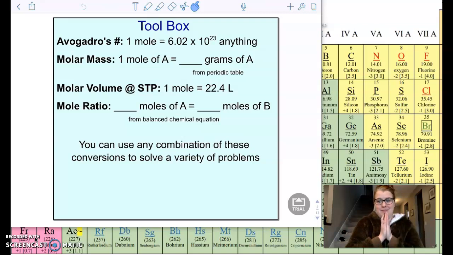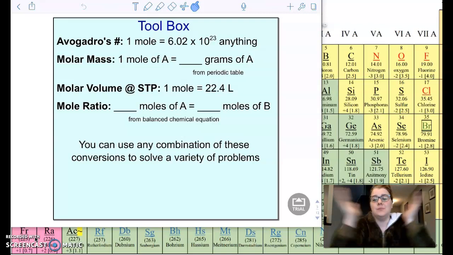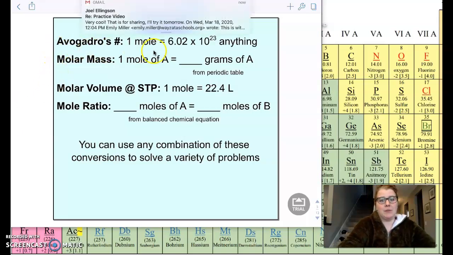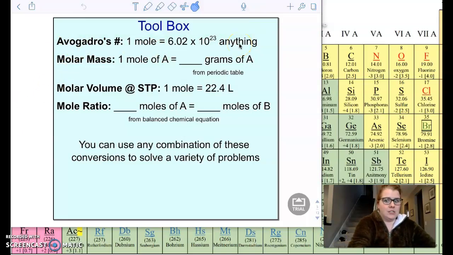All right, here we go. So, stoichiometry, the math of chemistry, basically the art of conversions. I had taught you a handful of conversions before we had left. The first one being Avogadro's number. So 1 mole is equal to 6.02 times 10 to the 23rd.